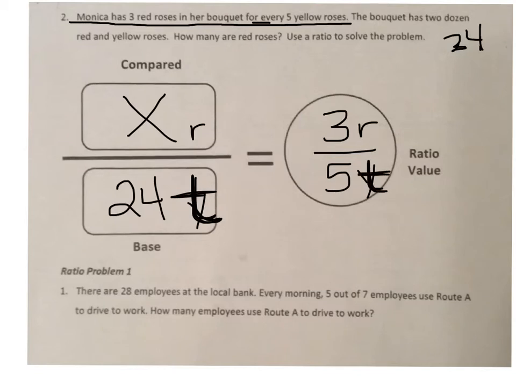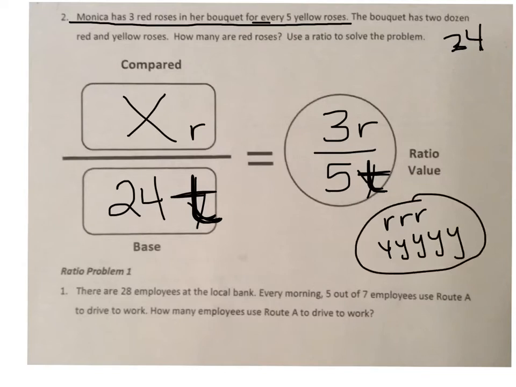And we just look at the original ratio. If I had 3 reds, I'm just going to draw that out, 3 red and 5 yellow. You can see that would be 8 total flowers. So we're going to change your part-to-part ratio of 3 to 5 to part to whole, which would be 3 to 8.